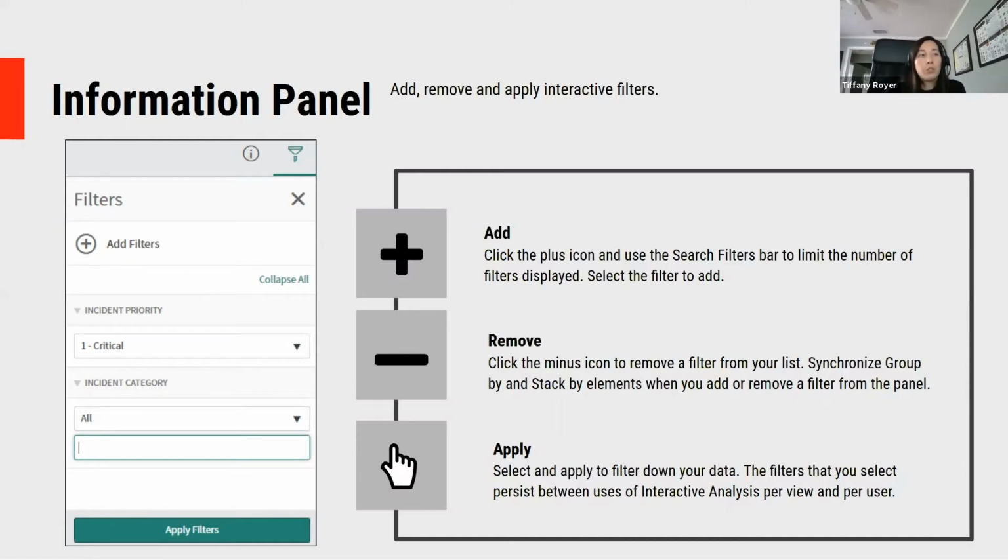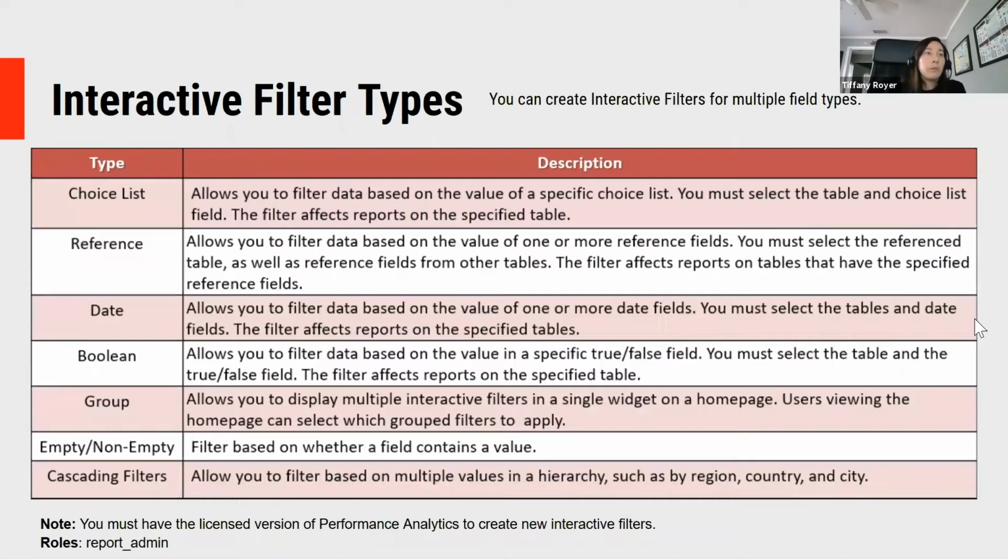And then once you apply the interactive filters that you'd select, you just hit that apply filter at the bottom, and then your data would be filtered based on the criteria that you selected. There are a number of different interactive filter types that you can create. So you can create them based off of a choice field, so fields like state, priority, those types of fields. You can create them based off of reference fields. So those would be fields like assigned to or assignment group.